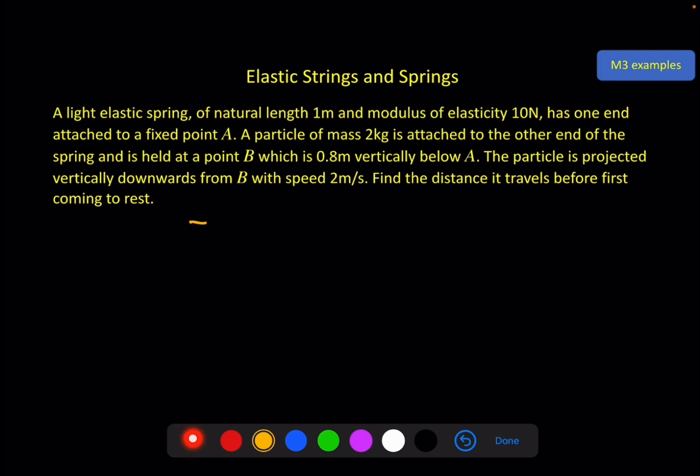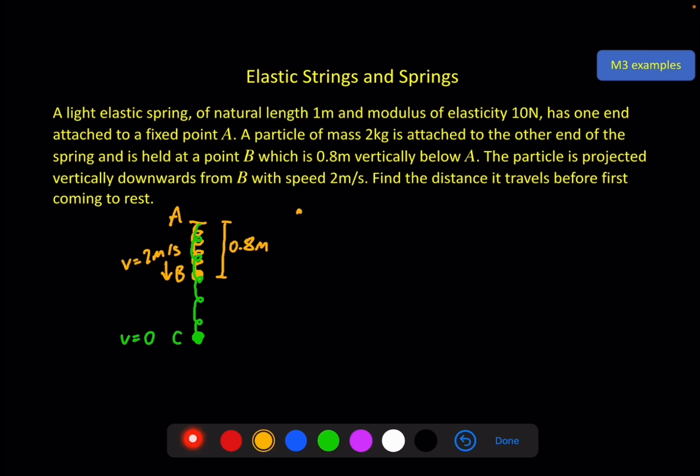So at the start, we've got a fixed point here, A, with the spring slightly compressed and a particle on the end of it. This is 0.8 meters, and it's projected downwards with a speed of 2 meters per second. This is point B. So if it starts at B and is projected downwards, and there's a little bit of thrust in the spring pushing it down anyway, it's going to go down here, it's going to stretch out, and eventually it will hit a point where it comes to rest before bouncing back up a little bit. So it's that point there where it first comes to rest that we need to find. So the spring stretches out a little bit, and the particle is down here. Let me call this point C, and at this point v is equal to 0.